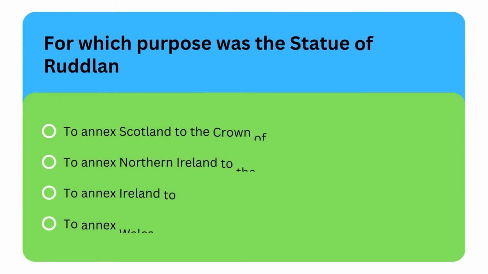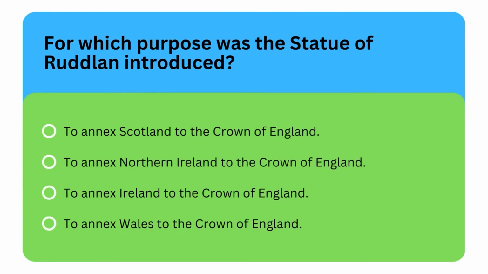The first question is, for which purposes was the Statute of Rhuddlan introduced? Options are to annex Scotland to the Crown of England, to annex Northern Ireland to the Crown of England, to annex Ireland to the Crown of England, or to annex Wales to the Crown of England. So the correct option is last option. It was introduced to annex Wales to the Crown of England.